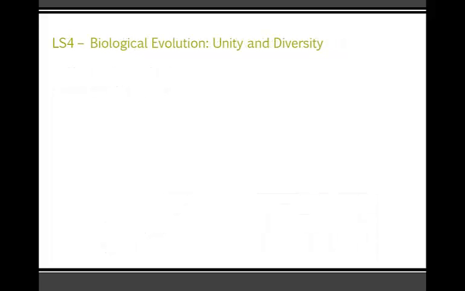Which brings us to LS4, which is the last disciplinary core idea in biology, which is biological evolution, unity, and diversity. The overarching question is how can there be so many similarities among organisms, yet so many different kinds of plants, animals, and microorganisms? And then how does biodiversity affect humans?